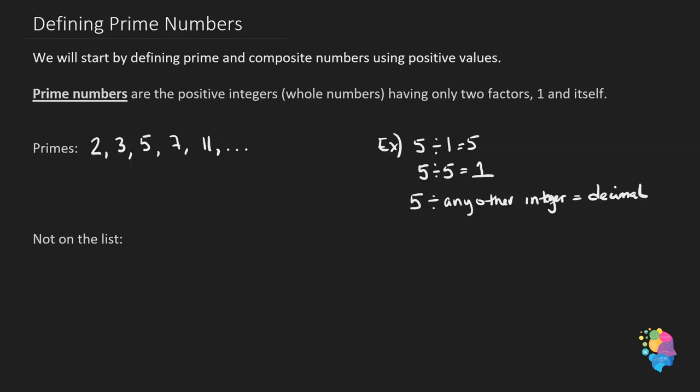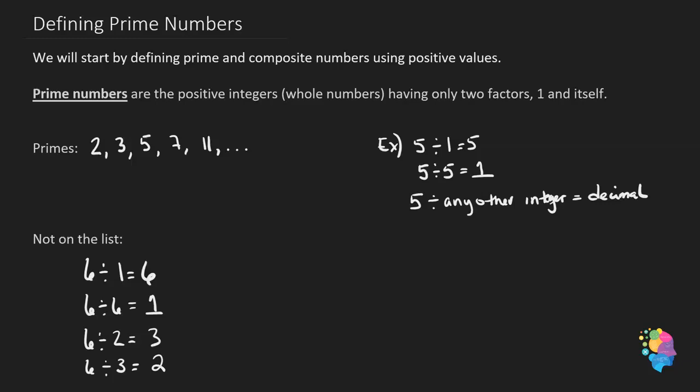Now, you're going to notice that on the list, you don't see the number 6. And the reason why 6 is not there is because 6 is not a prime number. Now, 6 can be divided by 1. That gives you 6. And 6 can be divided by 6. That gives you a 1. However, 6 can also be divided by 2. That gives you a 3. And 6 can also be divided by 3. And that gives you 2. So it has more than two factors. You cannot consider 6 a prime number.